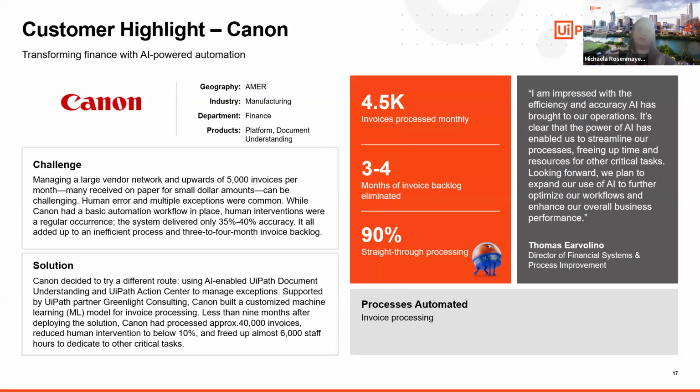Then Canon decided to partner with one of our partners, Greenlight Consulting, which is also a great partner of our Academic Alliance program. We are big fans of them. They began using UiPath Document Understanding and the Action Center. With those two products added and their automation in place, 9 months after deployment, the solution reduced human intervention to below 10% and eliminated their invoice backlog in its entirety.